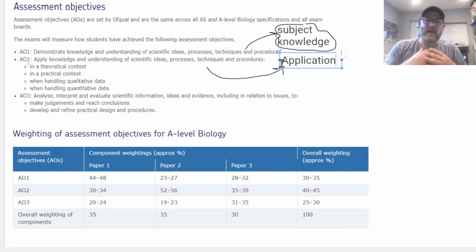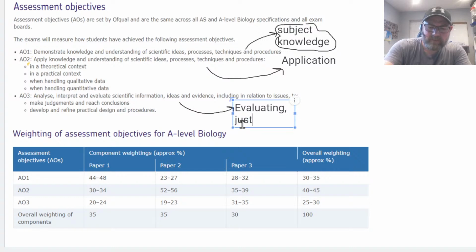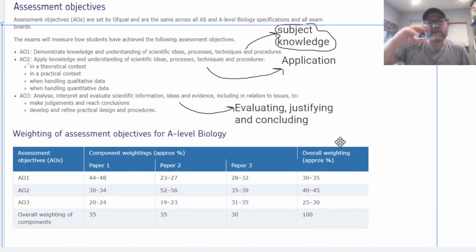I've not asked you, tell me what denaturing of an enzyme is. You're having to spot something in a question and then apply your subject knowledge. So that's application. So a third of the course, or your assessment, is going to be you applying your knowledge. And then the last one, AO3, is probably the one people hate the most, this assessment objective. And this is when you do the questions that are like evaluating, justifying, and concluding. So normally when you're looking at somebody else's work, they'll say, for 6 marks, this person has said, if you drink tea every morning, your brain grows bigger.